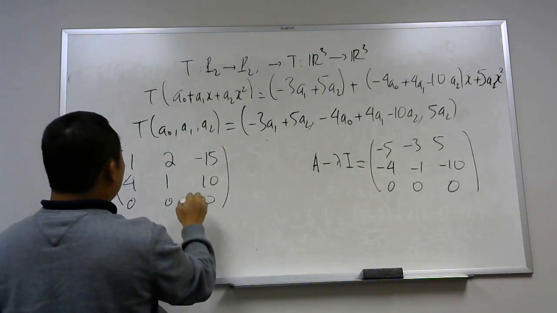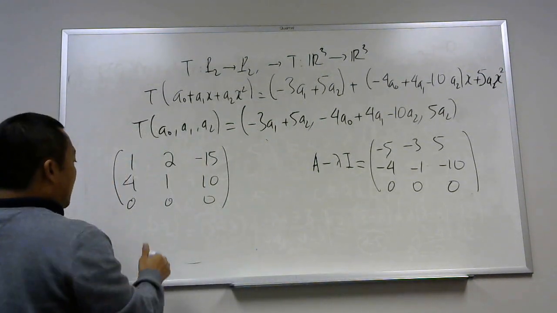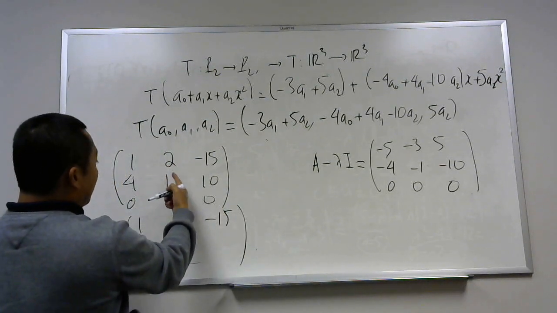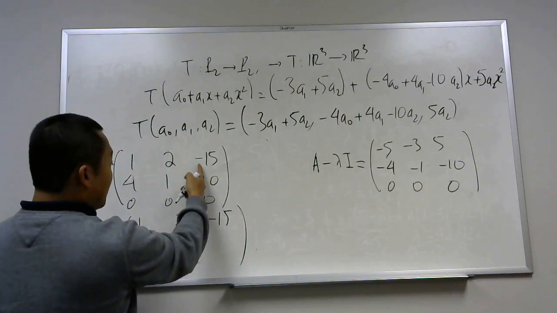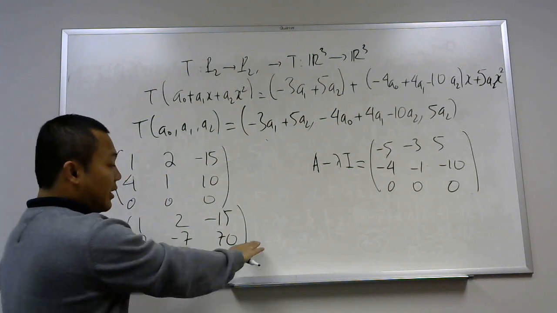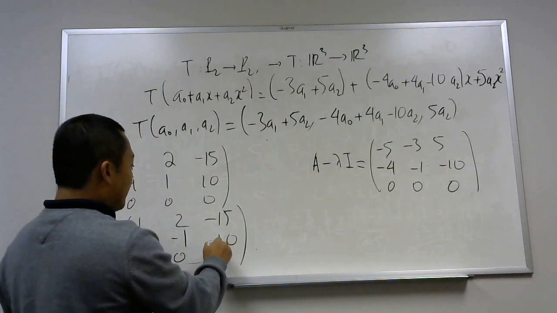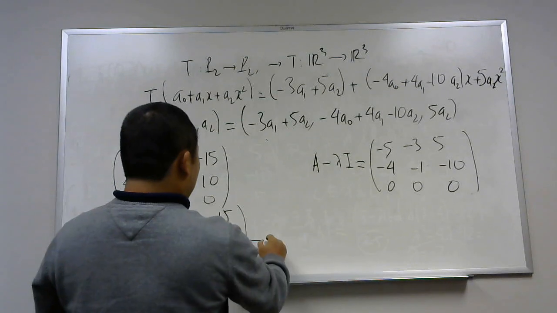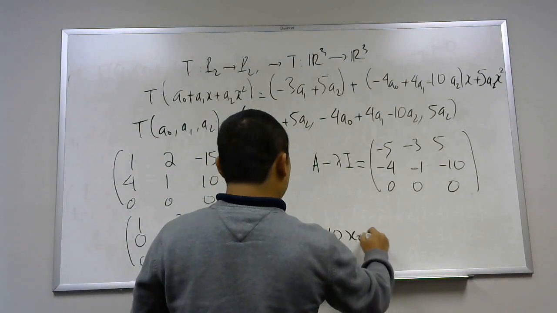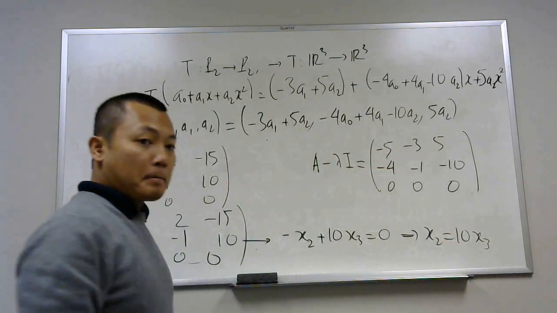Here I have 0, 0, 0. And then I multiply the first row by 4 and add to the second. From here I will get 1, 2, -15, and here's 0. 4 times 2 is 8, so I get 7 in here. 0, 0, 0. You see? Then I divide the second row by 7. I would get -1 in here, and then here is just 10, right? So from the second equation, I write negative x2 plus 10x3 is equal to 0, or x2 is equal to 10x3, right?